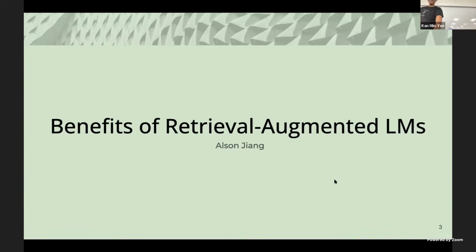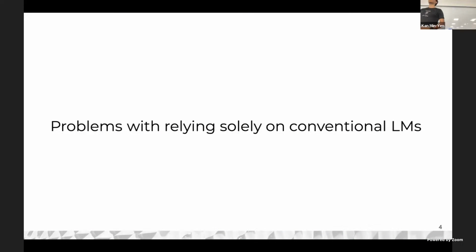Yeah. Okay, so let's dive right into the benefits of retrieval augmented LLMs. My part will be more beginner friendly. I'll just be talking about the introduction and overview, so I won't go into the math and the details. Now, in order to talk about the benefits of retrieval augmented LLMs, we'll first have to understand a little bit on the problems with relying solely on conventional LLMs.